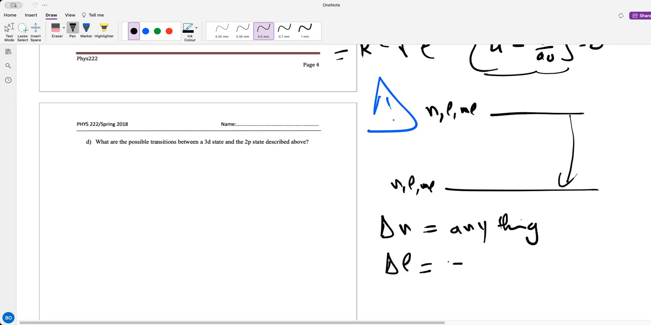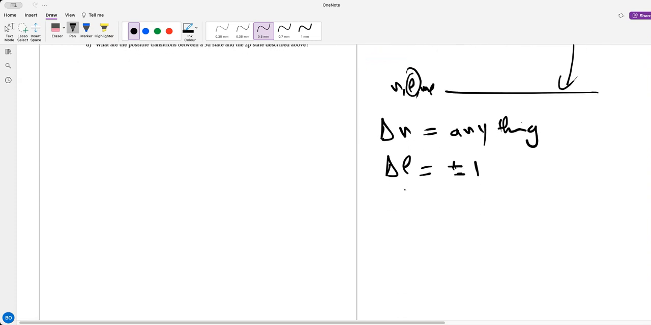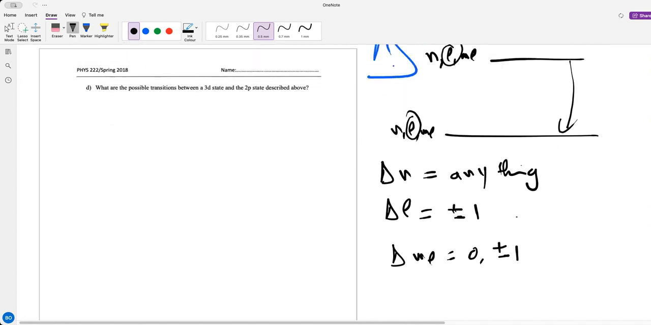Delta L must be plus or minus 1. The difference between L here and L here must be plus or minus 1. If it is 2, it's impossible. And delta ML can be 0 or plus or minus 1. Let's give this example here.